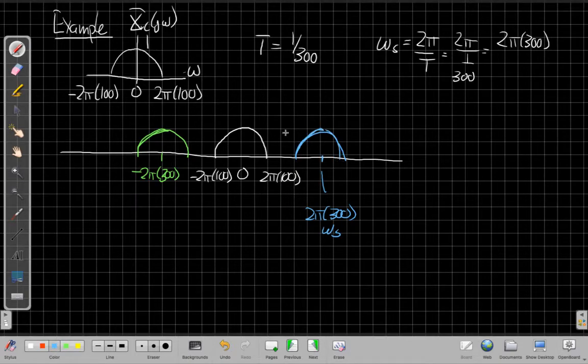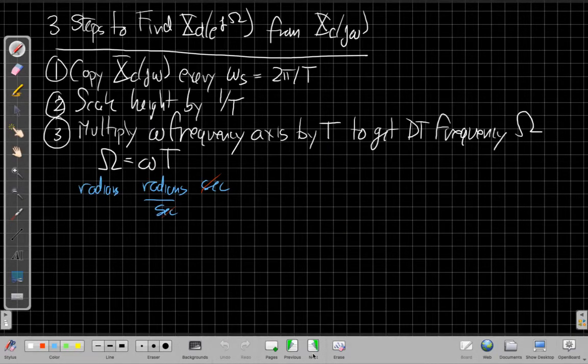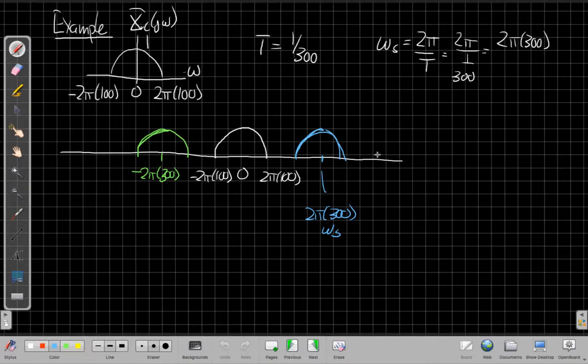So these are my copies. This is step 1: copies every 2 pi over T. And there would be more too. There'd be another one out here at 600, and so on. They go on every 300 in frequency the whole way, and another one off to the left here if I was going to be more complete. That's step 1.